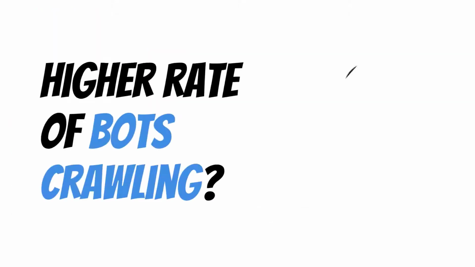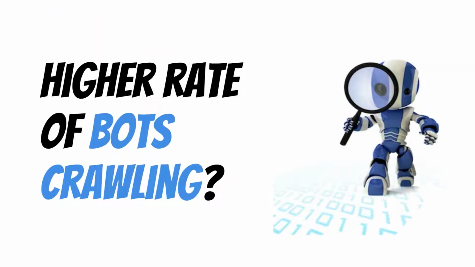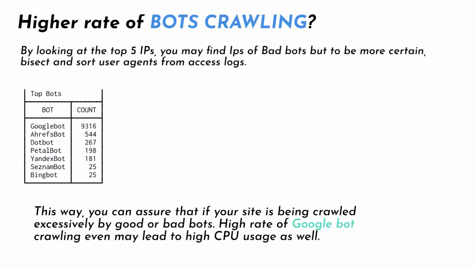In this segment, we will look into how to deal with higher rate of bot crawling. By looking at the top 5 IPs, you may find IPs of bad bots, but to be more certain, we need to bisect and sort user agents from access logs. This way, you can assure whether your site is being crawled excessively by good or bad bots. High rate of Googlebot crawling may even lead to high CPU usage as well.